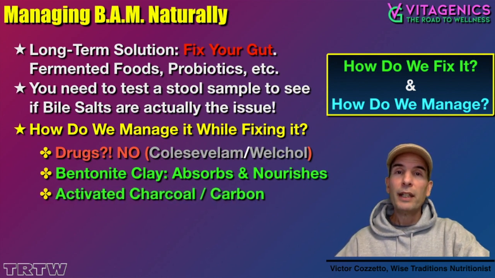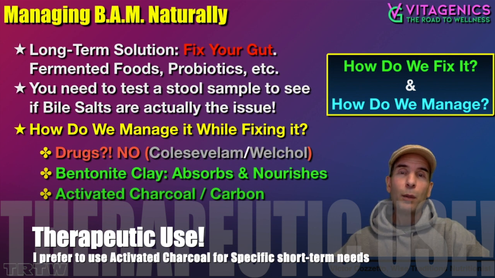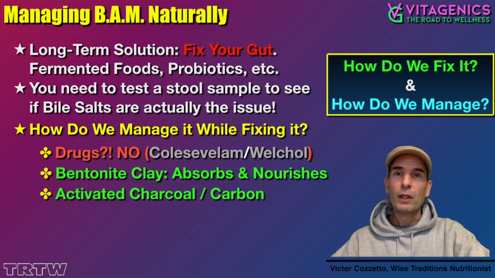Another thing you can use is activated charcoal. Activated charcoal, activated carbon, whatever you want to call it, it's the same thing. This is also very good at absorbing the bile acids. However, I don't really recommend using a lot of activated charcoal, using it all the time. I look at that as more of a short-term use. Like I use activated charcoal when I get food poisoning and such, but clay I want to have in my diet all the time. Just good stuff. But anyway, they're both really good. They can both support you if you have BAM.